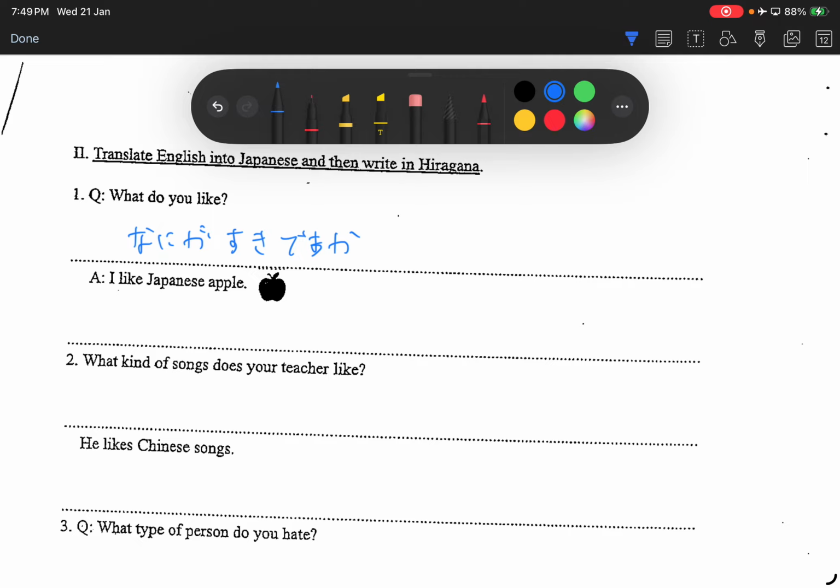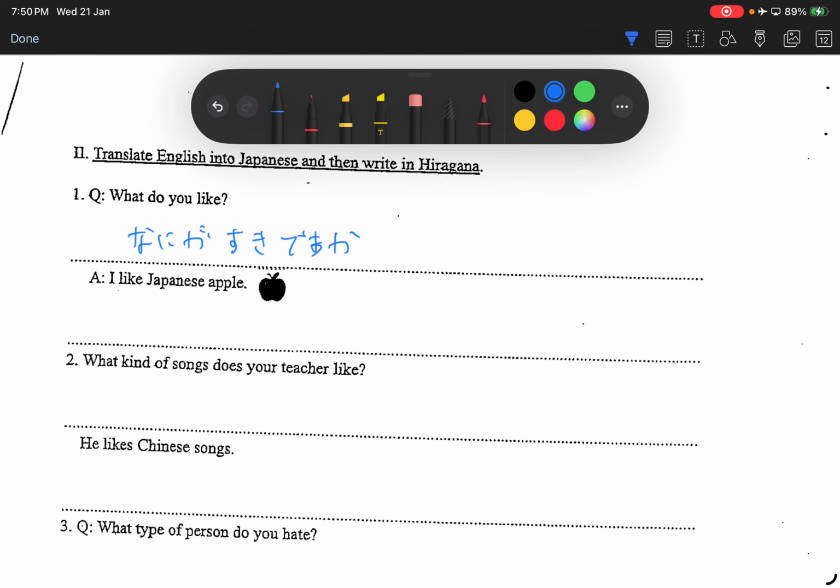日本のリンゴは好きです。What's the particle? 日本の, リンゴが, apple is the object. リンゴが好きです。Yes, because suki, we must tell the people the object. 日本のリンゴが好きです。The first particle is no because 日本 is a noun, リンゴ is a noun, Japanese apple. So I need to connect this Japanese apple. So apple of Japan. So the of particle is no.